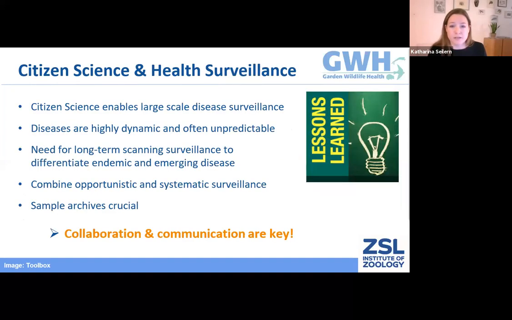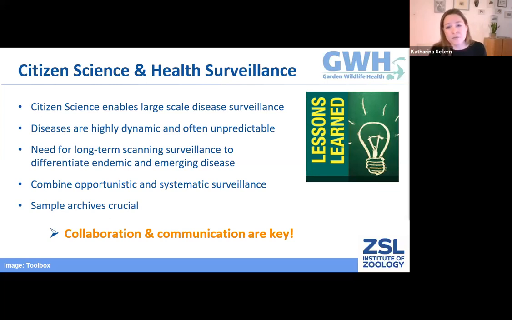So to summarize, what have we learned about citizen science and wildlife health surveillance? Citizen science offers a powerful tool to conduct large-scale disease surveillance. And because diseases are highly dynamic and often unpredictable, they require close monitoring over longer periods of time for us to differentiate between an endemic, meaning a well-established, and an emerging, meaning a new disease.